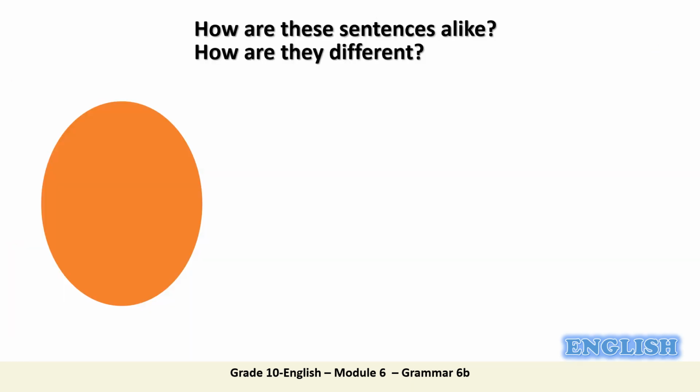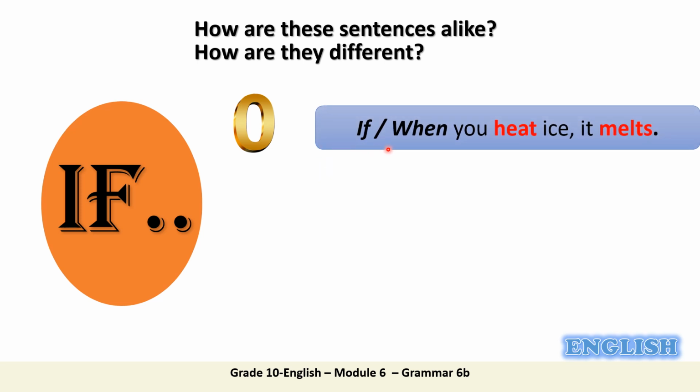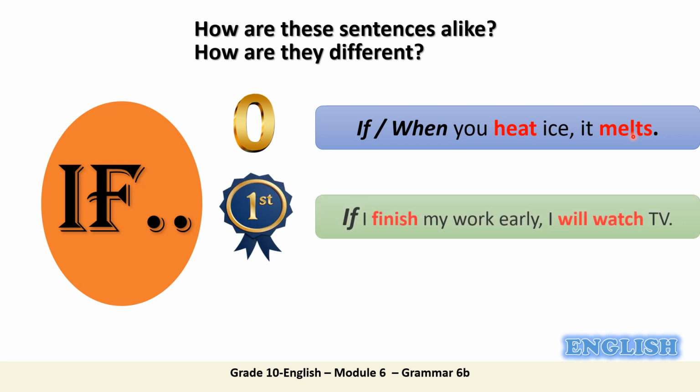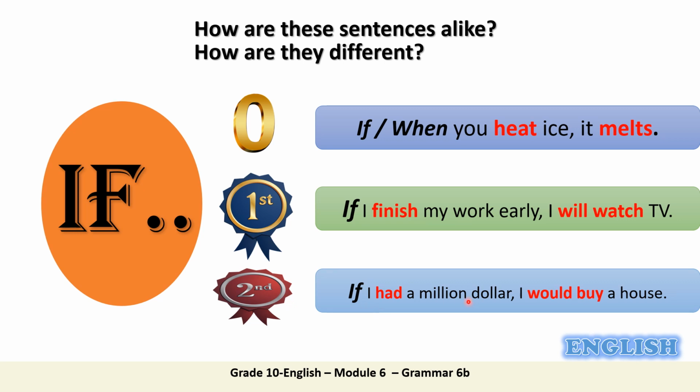Let's begin. Now let's read the following sentences to find out how are these sentences alike. How are they different? Zero type, for example, when you say, if or when you heat ice, it melts. The first type is when you say, if I finish my homework early, I will watch TV. And type 2, if I had $1 million, I would buy a house. Now I want you to pause the video for a while, read these sentences, and reread the verbs, and try to answer these two questions.